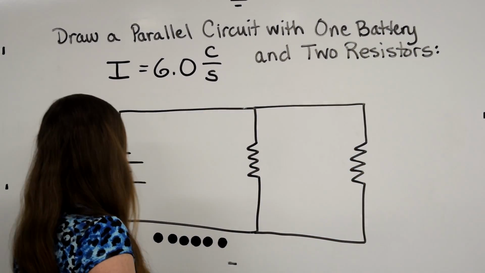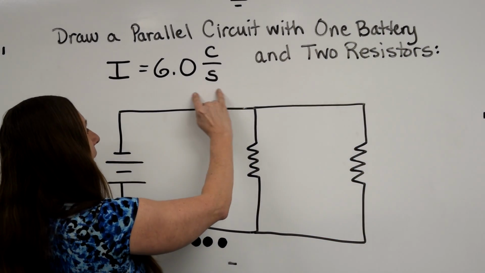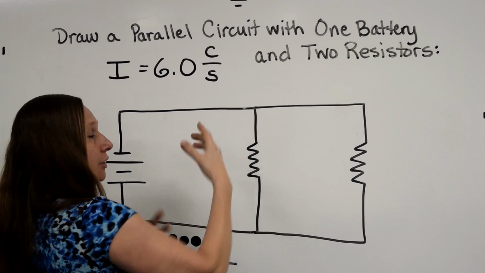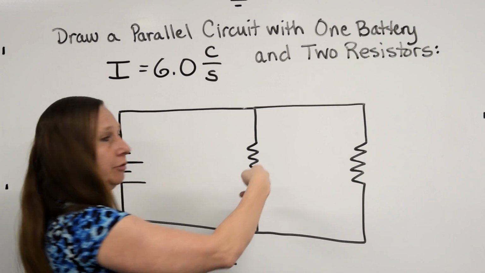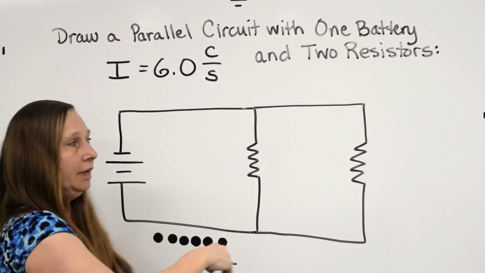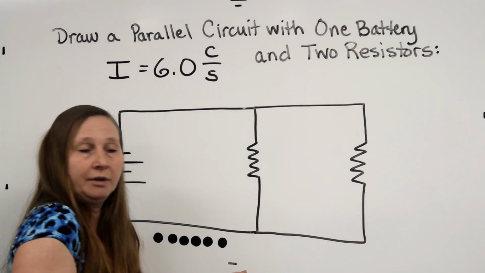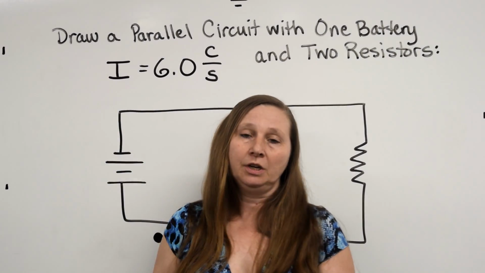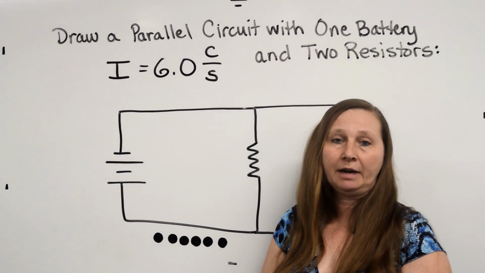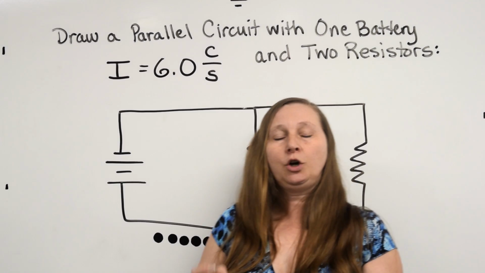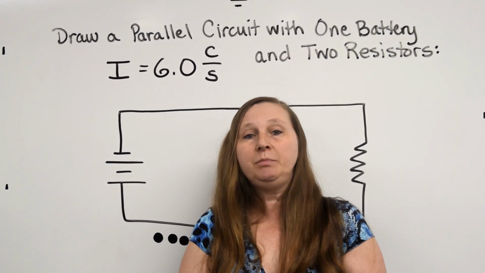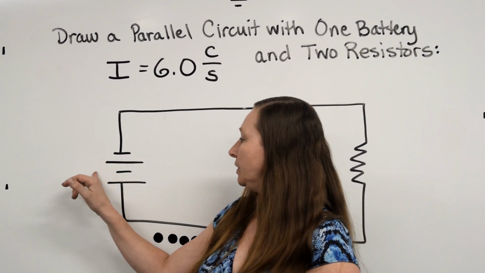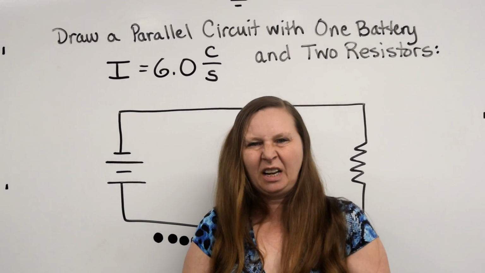In the parallel circuit, when the 6 coulombs per second get to here, there's a choice. They're going to split up somehow. It could be 3 and 3, it could be 2 and 4, it could be 1.5 and 4.5. That's going to depend on some other things that we're not going to go into detail about right now. But in any case, the current going through all the different resistors does not have to be the same. And it's not the same as the current when it comes out of the battery.